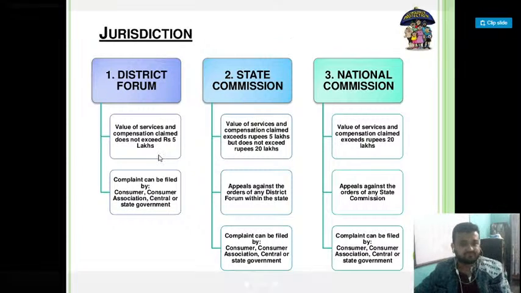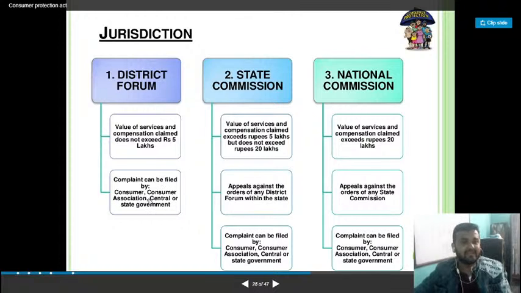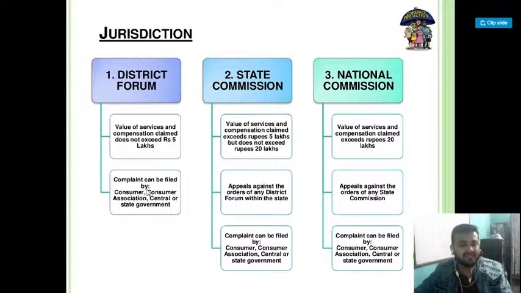A complaint can be filed by a consumer, a consumer association, or the central or state government. So it can be filed by a consumer or a state government or central government, any person or an individual. But it should not exceed, it should not be more than 5 lakh.